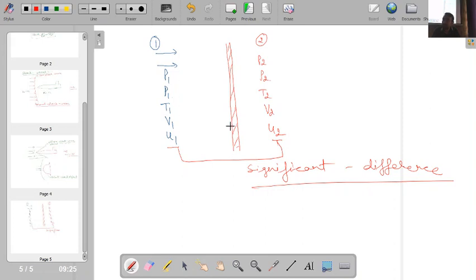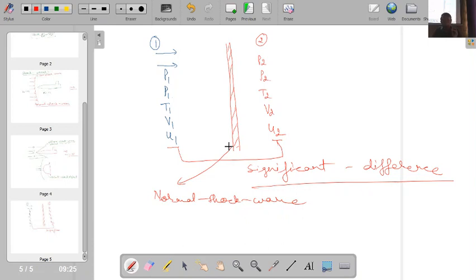So if it is normal to the flow field, then I can call this situation a normal shock wave. This zone is nothing but a normal shock wave. In this zone, something is happening after which our properties change significantly.